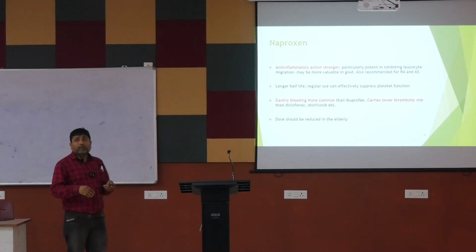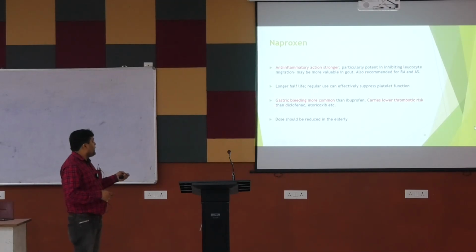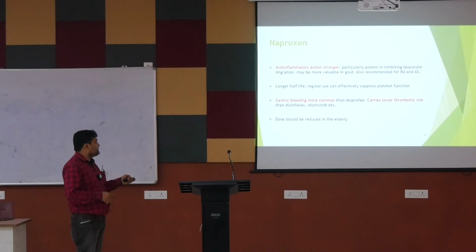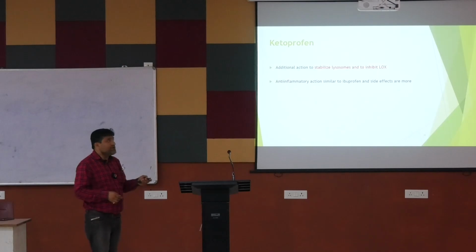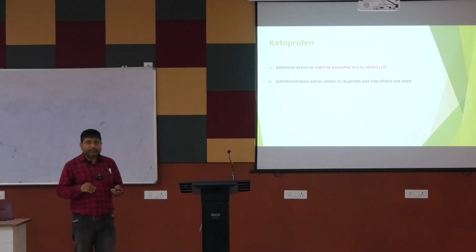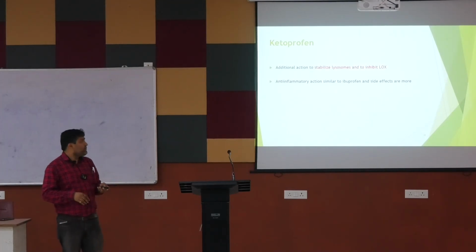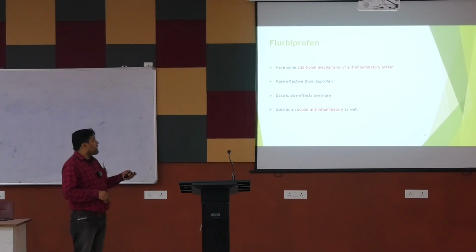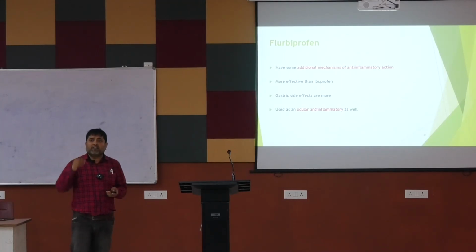Naproxen has a stronger anti-inflammatory action compared to ibuprofen. Gastric bleeding is more common. They carry lower thrombotic risk. Ketoprofen has the additional action of stabilizing lysosomes and inhibiting the lipoxygenase pathway. It has anti-inflammatory action similar to ibuprofen and side effects are more. Flurbiprofen has an additional mechanism of anti-inflammatory action. They are also used in ocular inflammatory conditions.